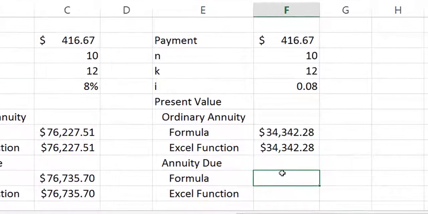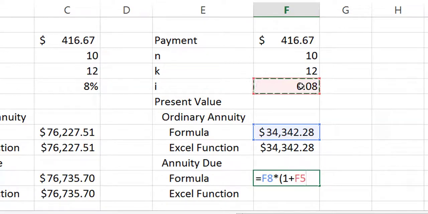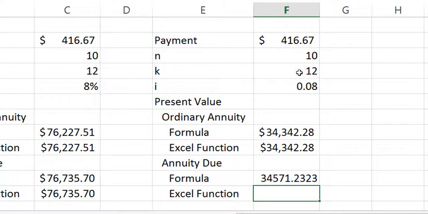Okay, so now what we're going to do is we're going to enter the formula for the present value of an annuity due. And it's just taking the formula for an ordinary annuity, and it's multiplying it by 1 plus the interest rate. And of course, our interest rate, our discount rate, is our 8% divided by the 12 months, because we're doing this on the inter-period version of it. So we'll close that parentheses and hit enter, and we see we get a slightly different number.